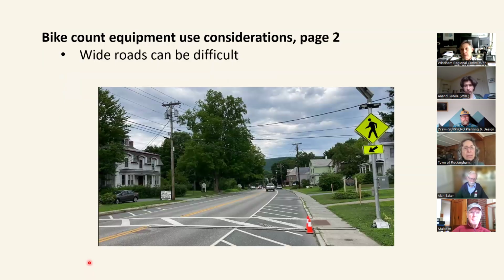Wide roads can also be a little bit challenging. This is Western Avenue right in Brattleboro before they put the new bike lanes on. Maybe kind of hard to see, but in this case, we've had to put the bike tubes on just one of the lanes so we can get half the data and multiply it by 2. Our tubes aren't quite long enough for big wide roads, but we can get counts using one lane and then double it that way.